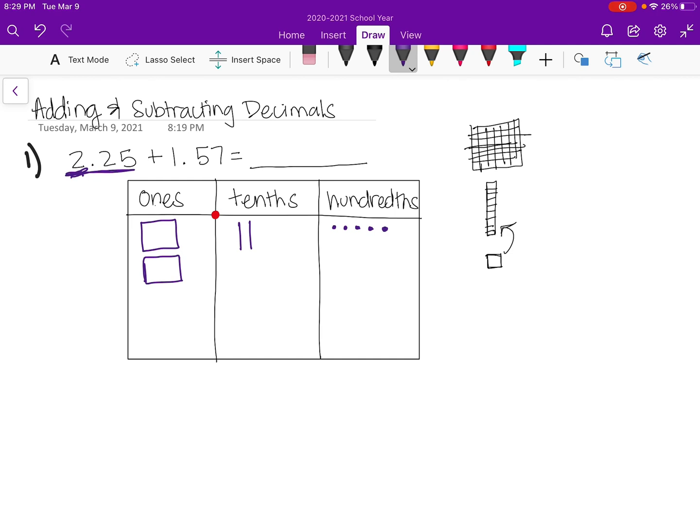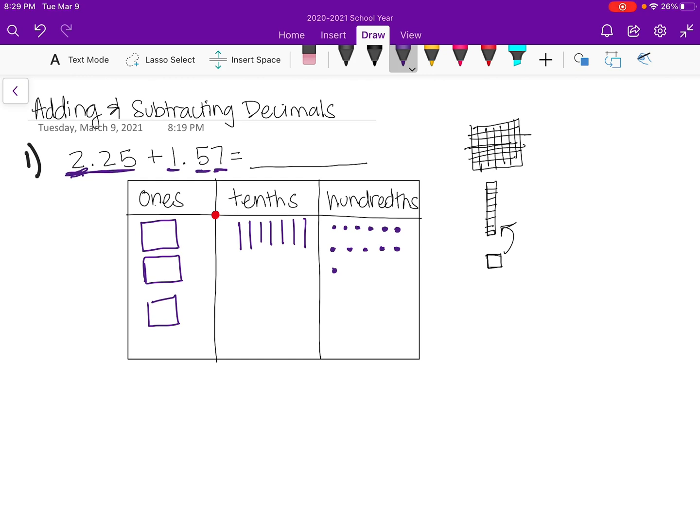Now I'll move on to 1 and 57 hundredths. I'm going to start by drawing my 1 whole. I'll move over to my 5 tenths. 1, 2, 3, 4, 5. And my 7 hundredths. 1, 2, 3, 4, 5, 6, 7. Now this picture represents my answer.